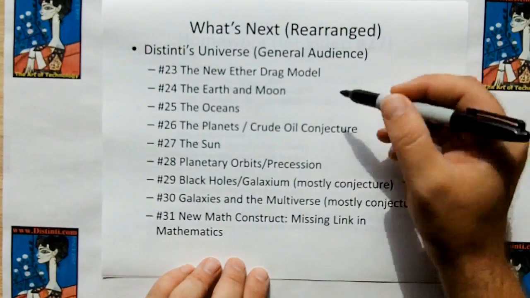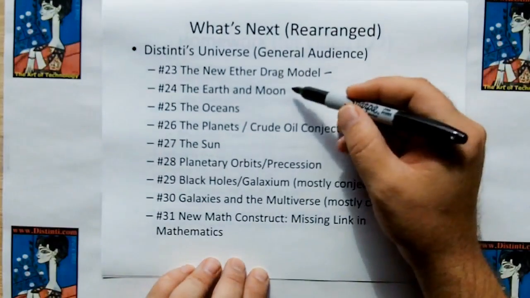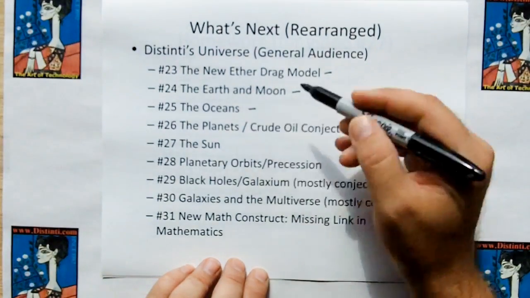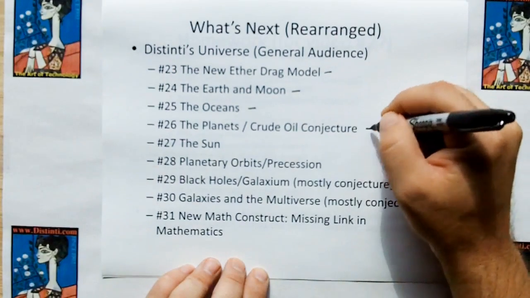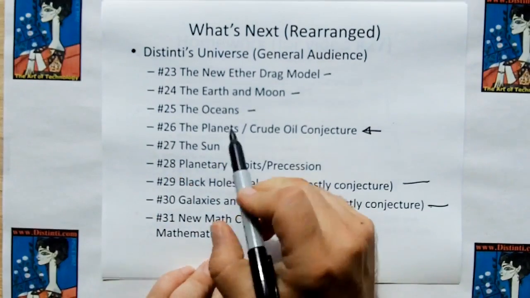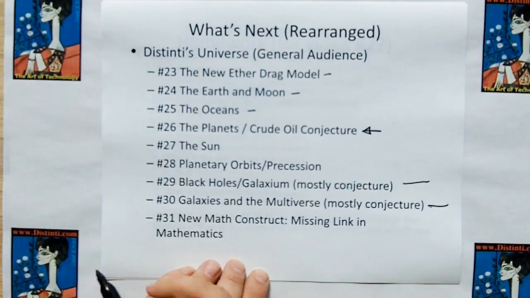All right, so we're going to do the new ether drag models pushed to 23 because I needed to get this in. Then we're going to talk about the Earth and the Moon, the oceans, and there's a conjecture on where did the crude oil really come from. This is just conjecture. We're going to talk about planets first, and at the end of it we're going to have a little conjecture about crude oil.